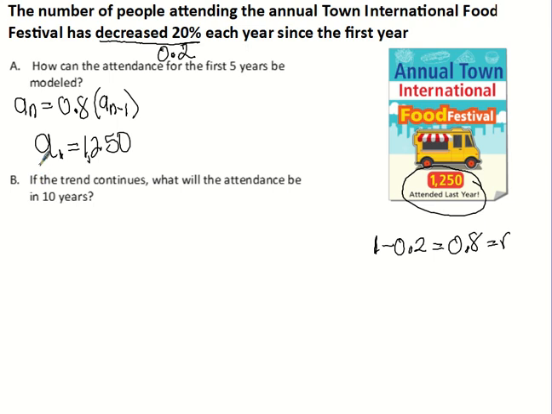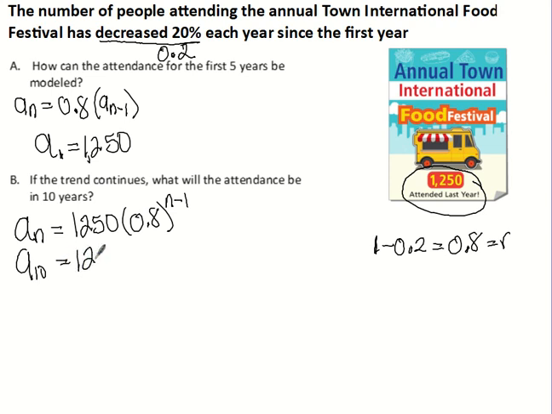But when it says, if this trend continues, what will the attendance be in 10 years? I don't want to keep using my recursive formula. So that's where the explicit formula comes in. We know, again, that the initial is 1,250. We have our common ratio. That's our 8/10, right here. And then we're going to take an n minus 1. So again, if we're going to try to find a to the 10, we take 1,250 times 8/10 to the 10 minus 1, which is 9.